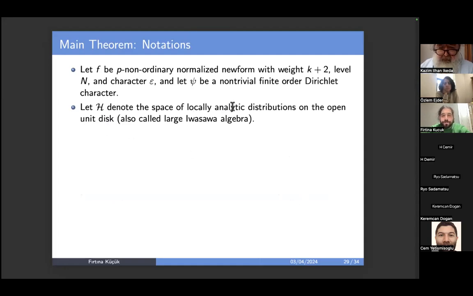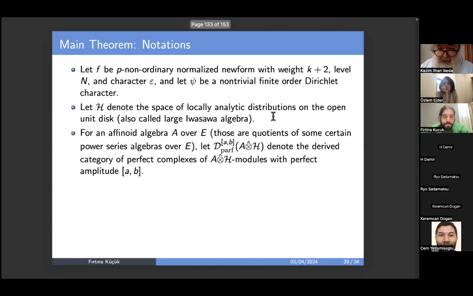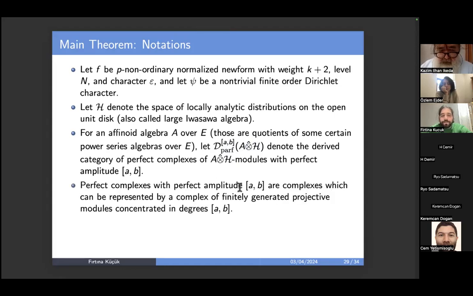So let H denote the space of locally analytic distributions on the open unit disk. This is another problem in the non-ordinary case, because our p-adic functions won't be integral. So we will have denominators. And for this reason, we will need to look at a larger ring. So this is the ring of locally analytic distributions on the open unit disk, called the large Iwasawa algebra, basically. And for an affinoid algebra A over E, we have a derived category of perfect complexes. Basically, perfect complexes are complexes which can be represented by a complex of finitely generated projective modules, and they are concentrated in degrees.